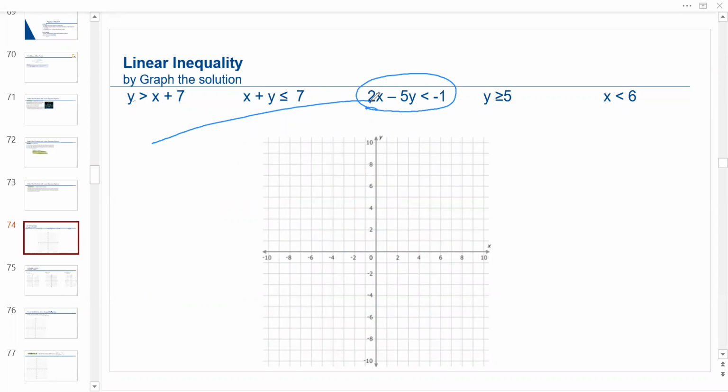All right, so let's go to the third example. Let's do the proper transform here first. 2x minus 5y less than negative 1. So negative 5y less than negative 2x minus 1, right? All right, careful. When both sides are divided by a negative number, do you know what happens?